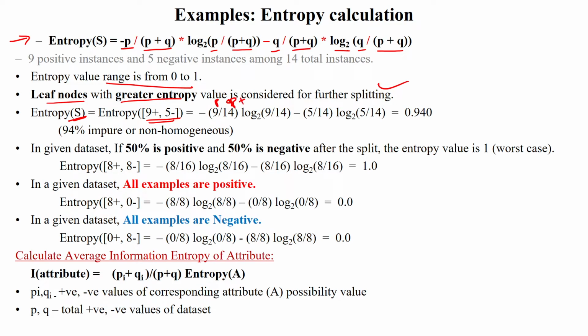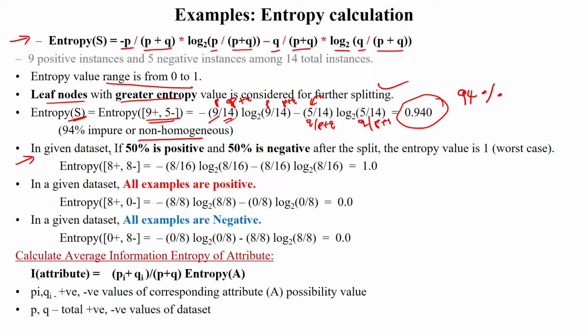Of those 14 samples, 9 are positive and 5 are negative, so we use p divided by p plus q, and likewise q divided by p plus q. When you substitute the values, 9 positive samples out of 14 total samples and 5 negative samples out of 14 total samples, you get an entropy of 0.94. This represents 94 percent impure data, that is, non-homogeneous data.